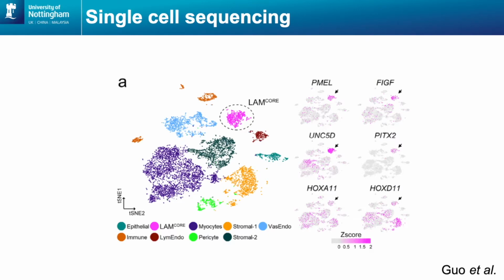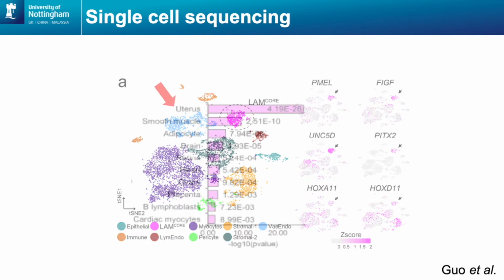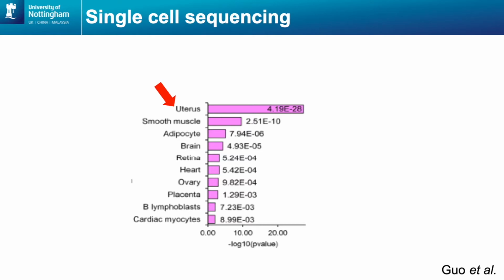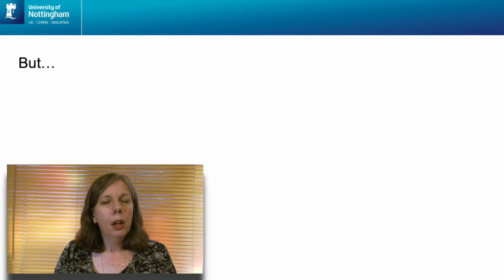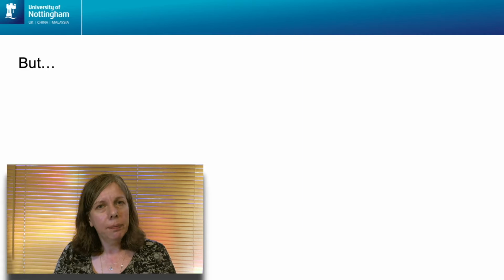And now we can ask another question. We can ask, are there any normal cells from outside of the lung which express the same kind of genes as LAM cells do? And when we do this analysis, the answer is that LAM cells are most similar to cells from the uterus. This is a really nice paper and it gives us lots of really new information about LAM. But there is one issue really with the conclusion that LAM cells must come from the uterus, and that is that men do get LAM.